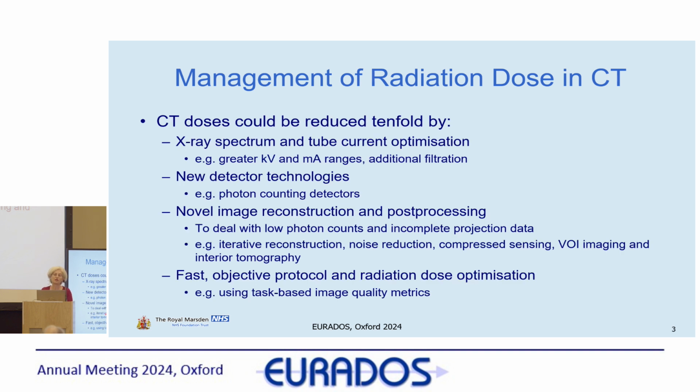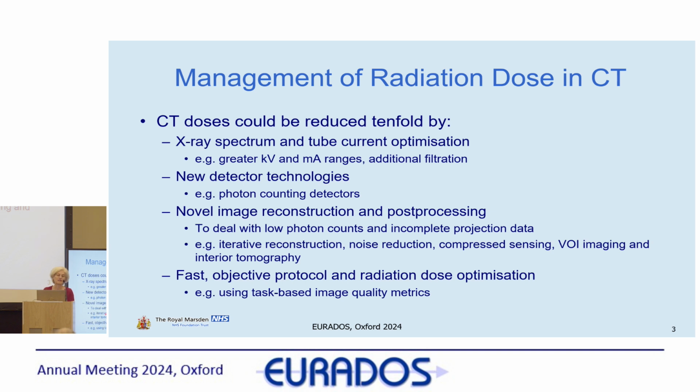They came to the conclusion that CT doses could be reduced tenfold by these 4 steps. First one is to optimize the X-ray spectrum and the tube current, which are used to image patients, by, for example, providing a greater range in kilovoltage settings or using additional filtration in the X-ray beam. The second step would be to develop new detector technologies, and at that moment, the work that was being carried out was on photon counting detectors.